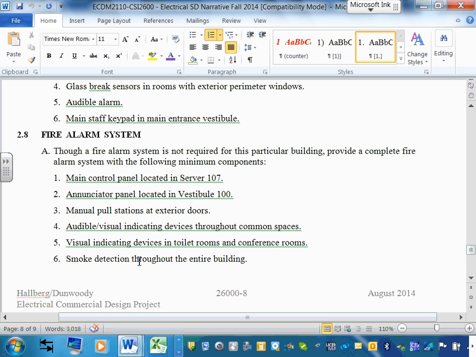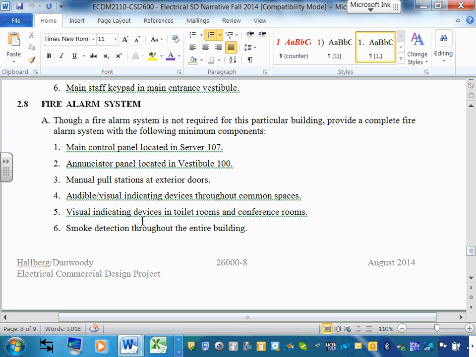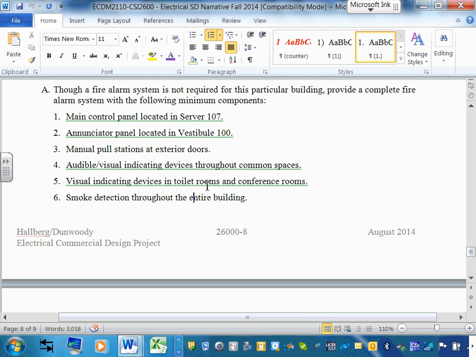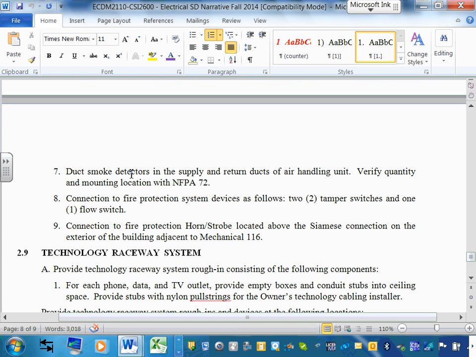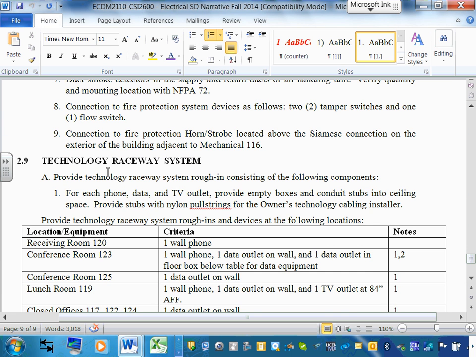Yeah. Smoke detection, we need smoke detection in the whole room, duct smoke detectors, and all this good stuff. So this is a requirement for your smoke alarm. And I'm not going to go through the details. When we go to smoke layout, that's your criteria for smoke layout.